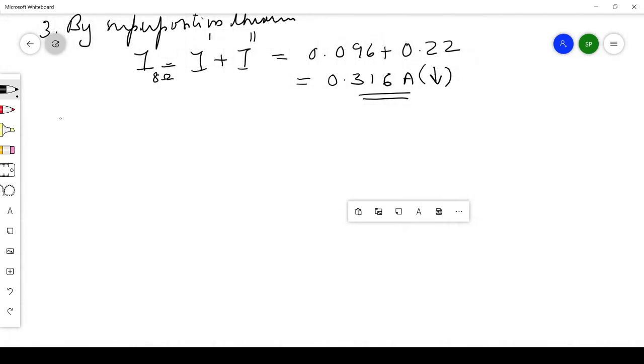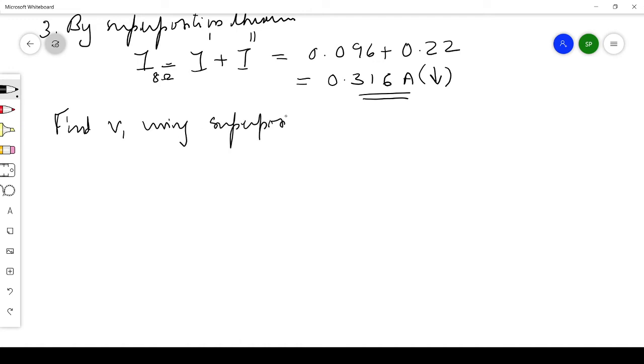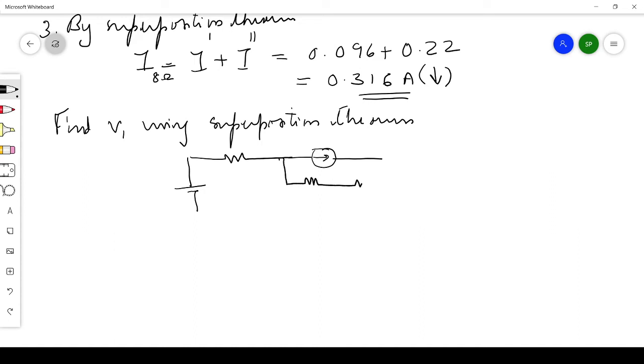Okay, let me take one more problem. Find V1 using superposition theorem. Okay, so we are going to find the voltage for a particular network. So this network is given, it is 5 ohm is there, then here we have a 2 ampere current source, then here we have a resistor connected, here again you have a resistor connected, then it is a 100 volt battery again here. Okay, now this one is the resistor.